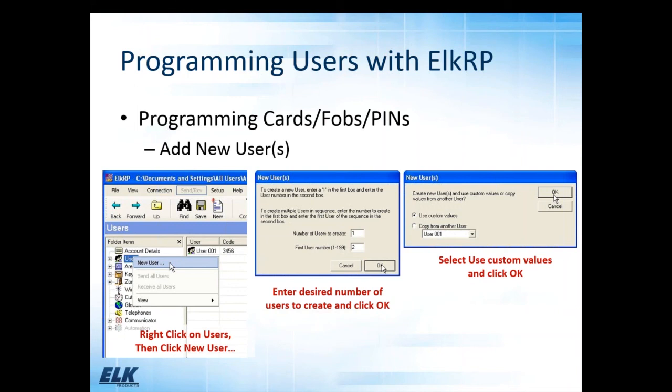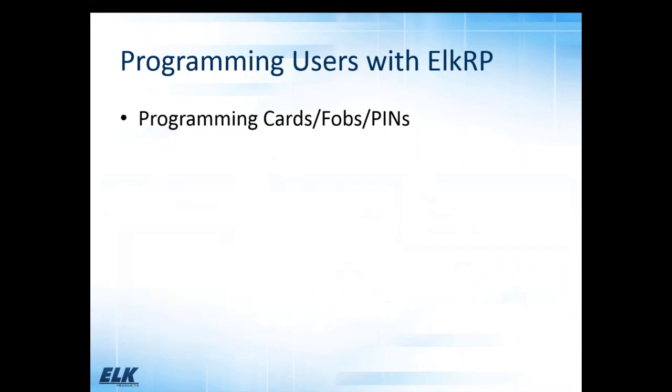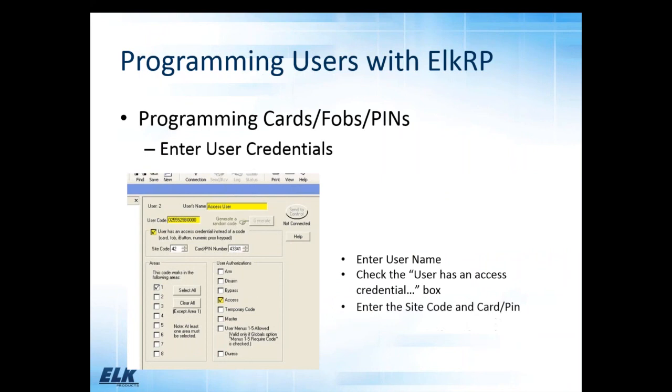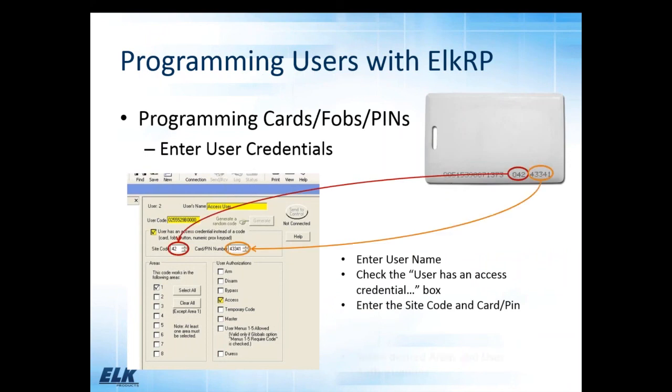If most of them have the same credentials, you can copy to save having to recreate that information, or use custom if each individual is different. Once we've clicked OK, we now have our new user established, and on this screen we can assign the user a name. In this case, we've assigned it Access User. We want to check that this user has access credentials instead of a regular 4-digit code, and this pertains to cards, fobs, or iButtons, or it could be the numeric entry on a 26-bit numeric keypad.